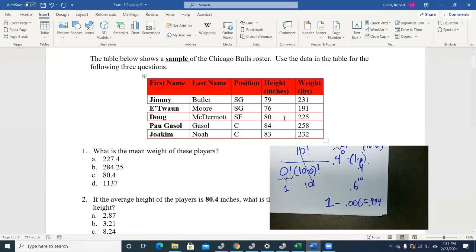So if I go all the way back to problem 1 in this exam, what's the mean weight of the players in this data set? Right? So I got 5 different players. I'm told it's a sample data set.